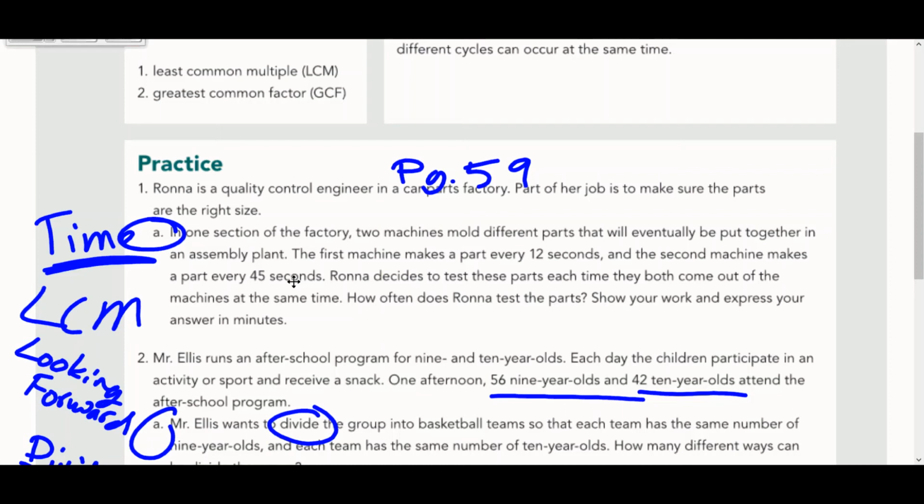Okay, so at what time will they make a part at the same time? All right, that's kind of what's being asked here, is how often does Rana test the parts? Because it's when they overlap. All right, and notice, be very careful here, it wants your answer in minutes, not seconds. So you have to do a little bit of converting. You'll probably find an answer in seconds. Don't forget to convert it to minutes.